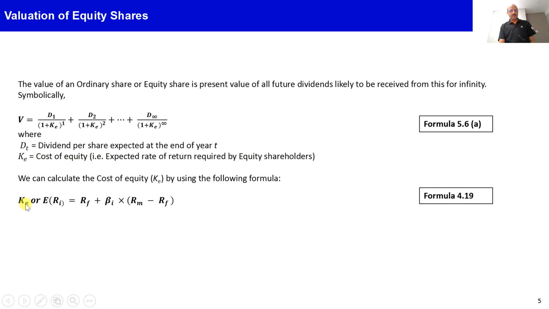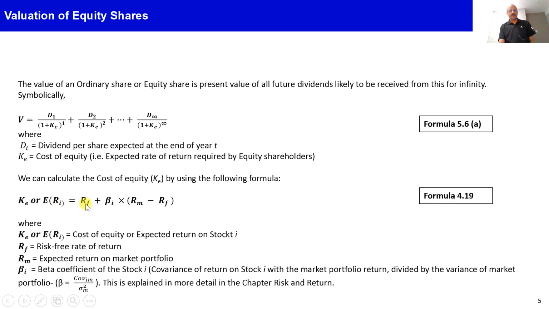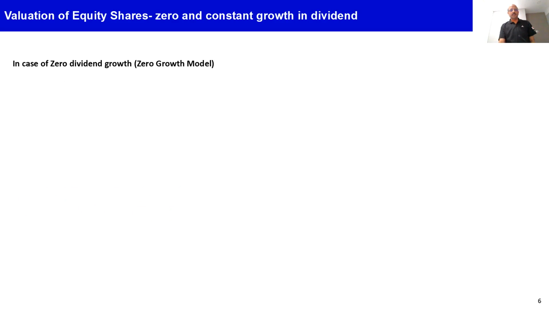So ke is basically the cost of equity, or the expected rate of return by the equity shareholders, and can be calculated by a mathematical formula: RF, which is the risk-free rate of return, plus beta of that asset times (RM, that is the market rate of return, minus the risk-free rate of return). I have explained this concept in more detail in a separate video, so you can refer to that video if you want to understand it in more detail. So let's understand, when there is zero dividend growth expected, how do we calculate the value of equity?